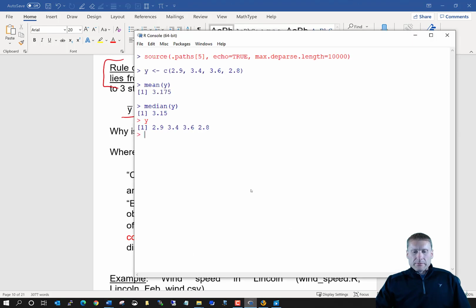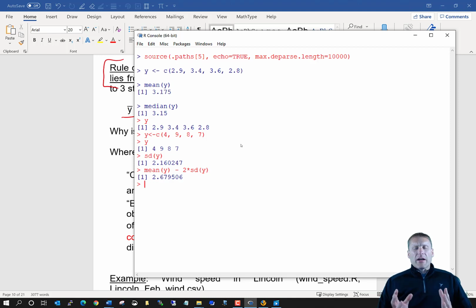Let me go to R for this. Let's say I'm going to put this into a vector y. Suppose the first day it took you 4 minutes, the next day 9 minutes, the next day 8 minutes, and the next day, let's say, 7 minutes to get to class. So here's my y, and let's calculate the standard deviation: 2.16. Now, what the rule of thumb says is if you take the mean of y and subtract off 2 times that standard deviation, you get basically a lower value that you would expect all your data values to fall above. In this case, about 2.7. We can also do the same thing with a plus, which gives 11.32.